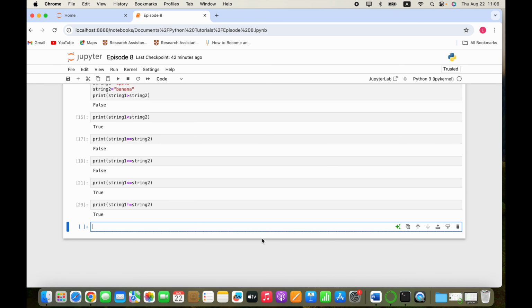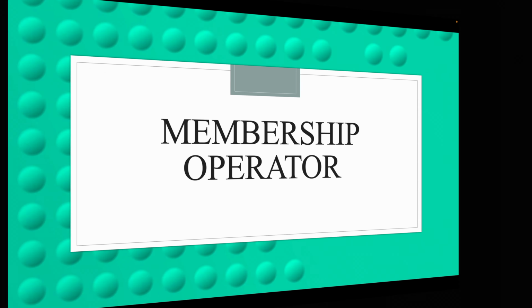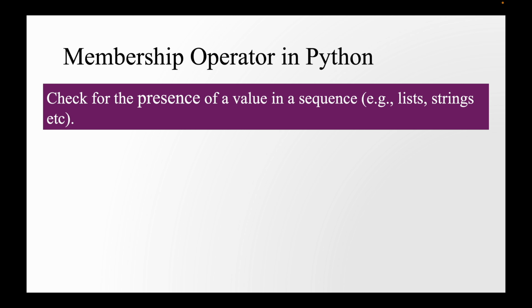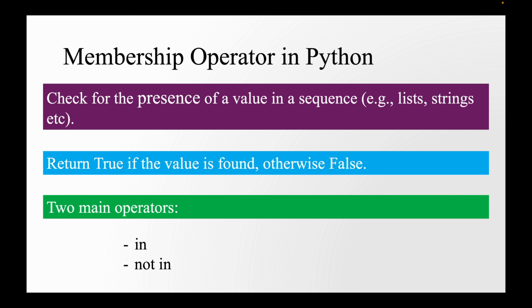Okay, that much for comparison operator. I think I have clarified how comparison operators works in Python. Now let's get started with the membership operator. The membership operators in Python check for the presence of the value in a sequence like list, strings, and so on. Another point is that it returns true if the value is found in the sequence, otherwise it returns false. There are two types of membership operators, that is in operator and not in operator. Now let's dive into each one.